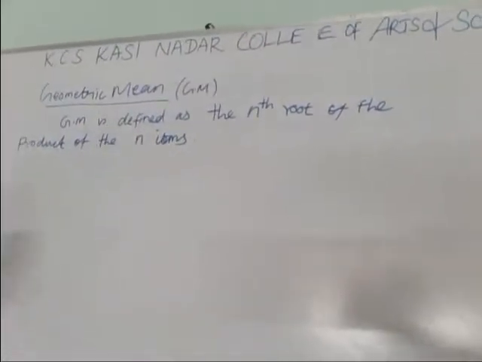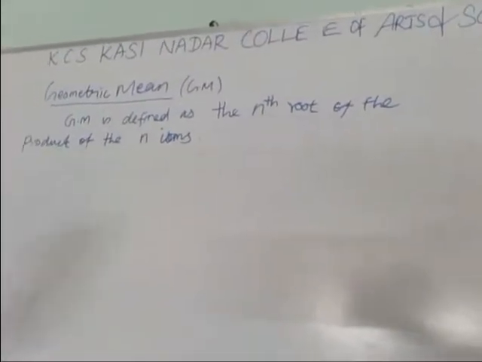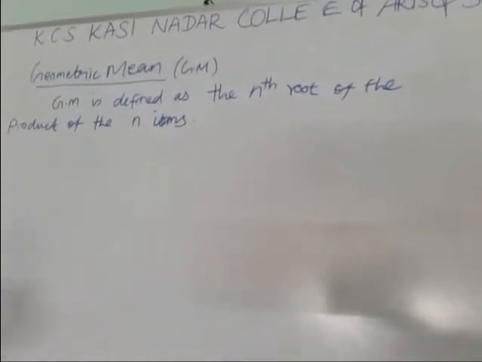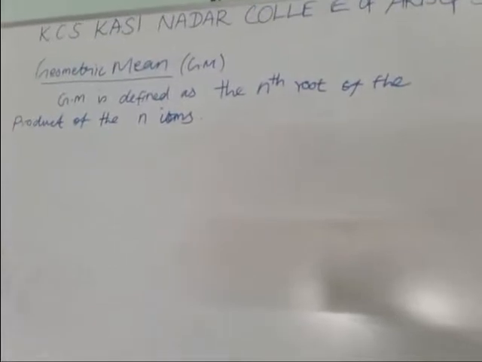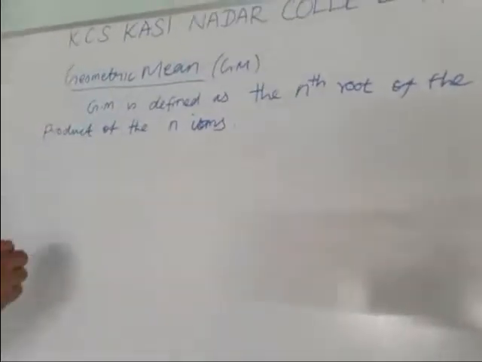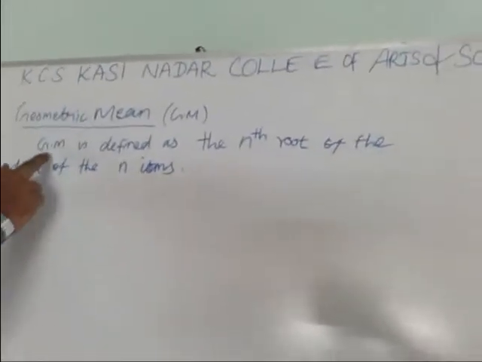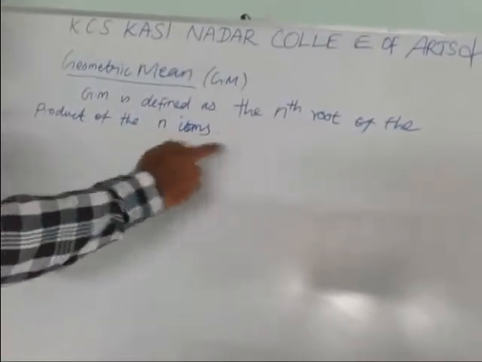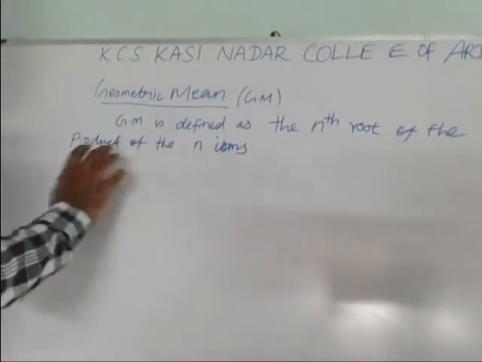In measure of central tendency we have already done three concepts: one is mean, that is arithmetic mean, and median and mode. Now the fourth one is geometric mean. So first we see the definition. GM is defined as the nth root of the product of the n values in the given data. That is, n values means n items.